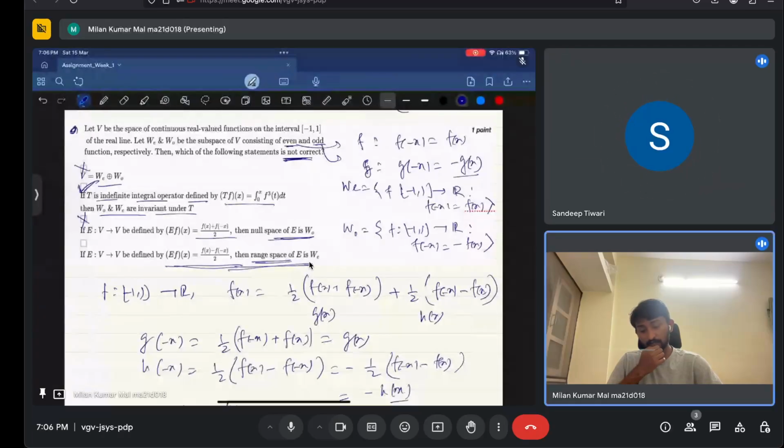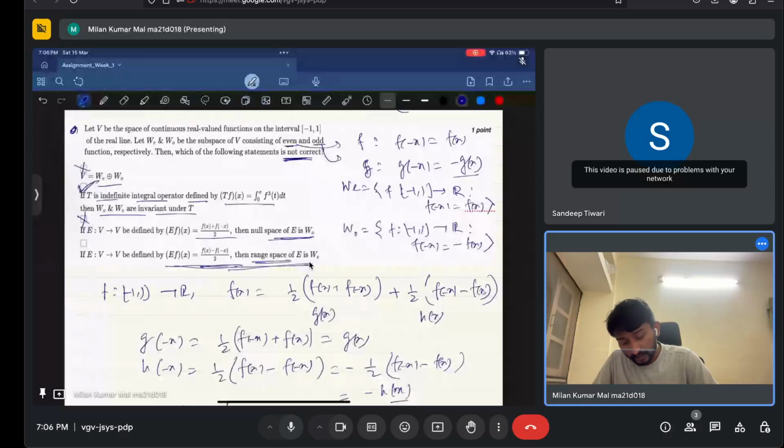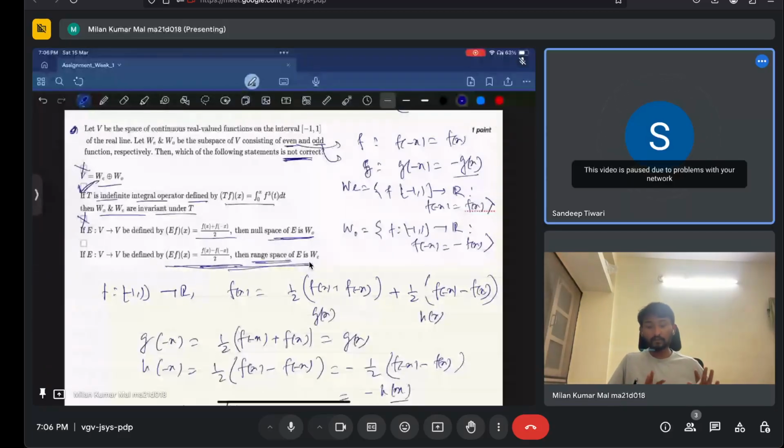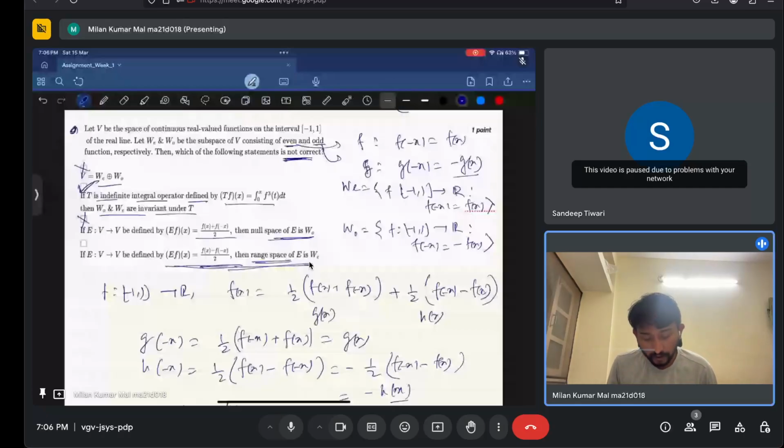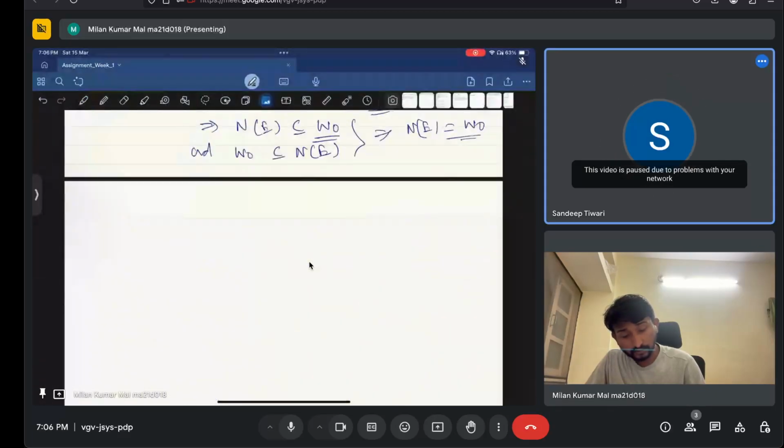If I take f is an odd function, then that is correct, the range is... so that is correct. That is wrong. So that means the answer is W odd. W odd will be the range. Okay. So only this statement is correct.